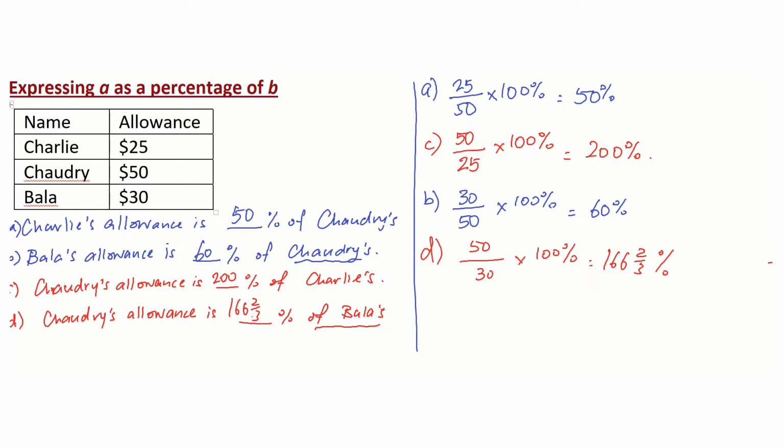Okay, so from this quick simple exercise, you realize that if I want to express A as a percentage of B, then the quick math will be: in the denominator will be B and A will be in the numerator, and I multiply by 100%. So that's how we express a quantity as a percentage of another quantity. So please take note of this part over here before we move on to the next part.